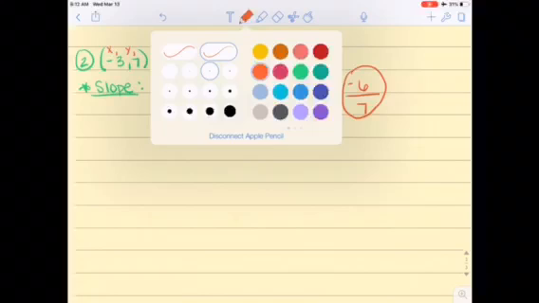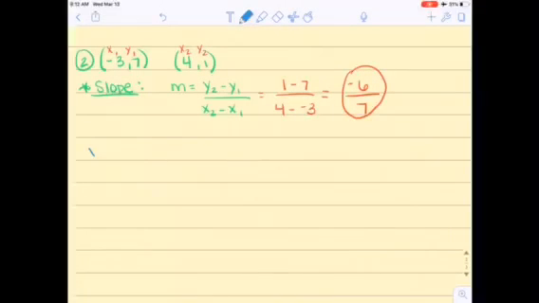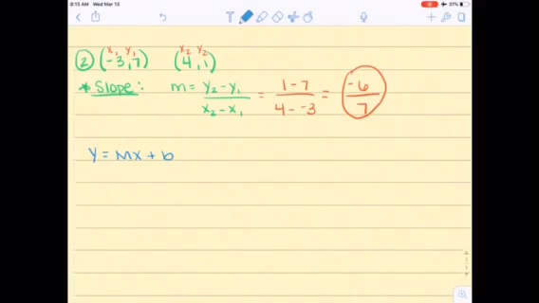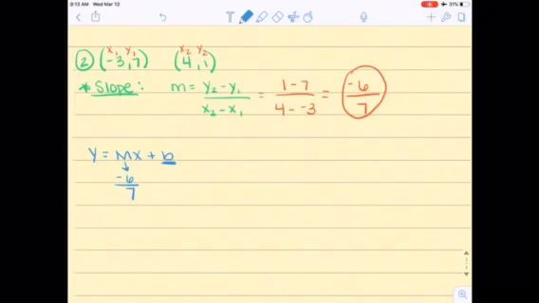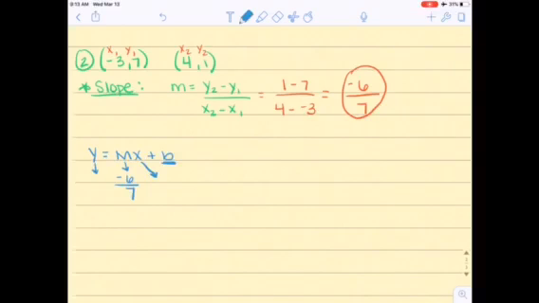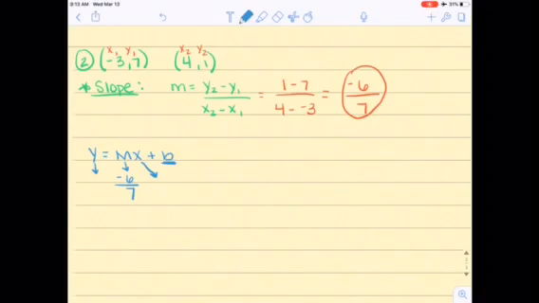So the next thing that we want to be able to do is to find the equation of a line. Y equals mx plus b. Well, we just found our slope is -6 over 7. At this point, we don't know what our y-intercept value is, and we need that in order to write the equation of a line. So instead, I'm going to plug in an x and plug in a y value. The way that I'm going to do that is I'm going to choose one of the original coordinates. It does not matter which one you choose. It's completely up to you which one you want to utilize.